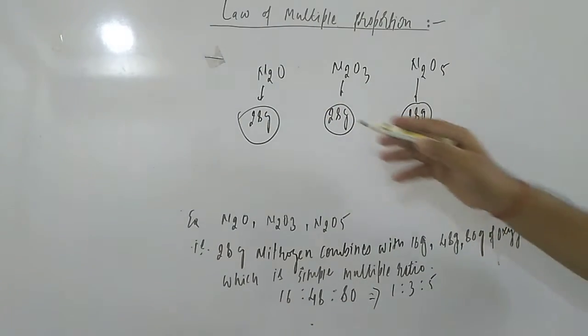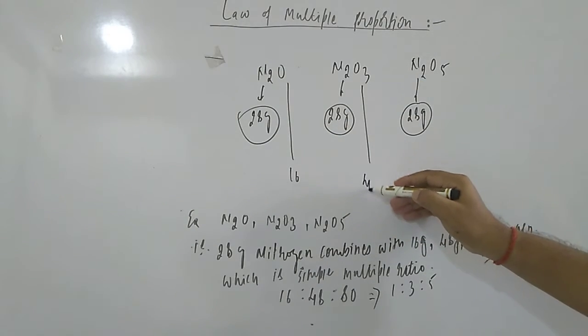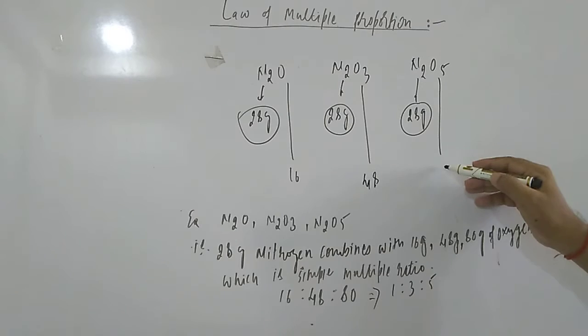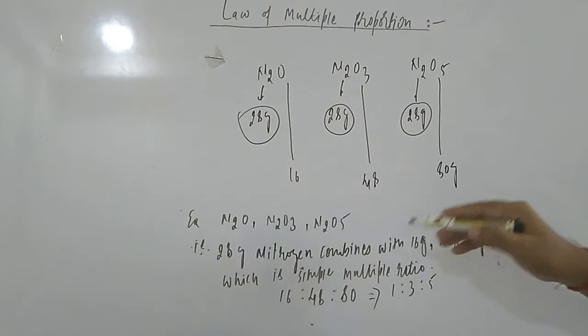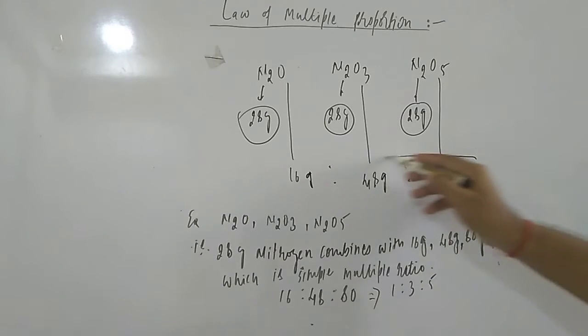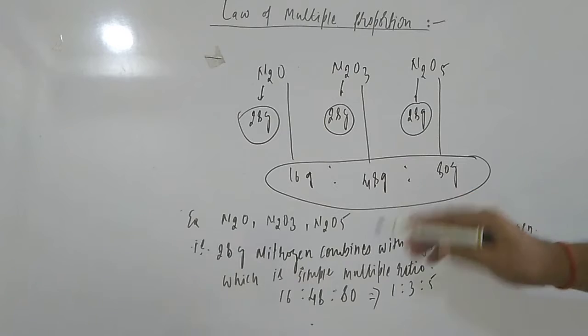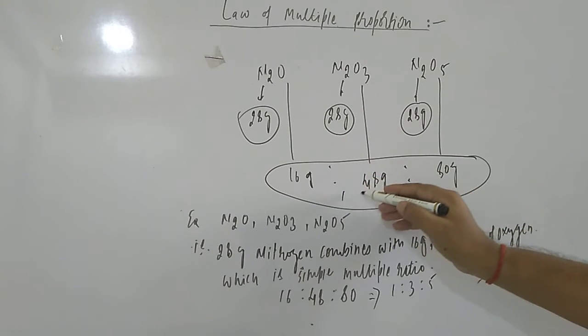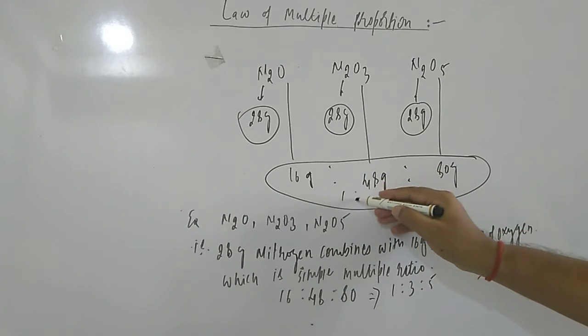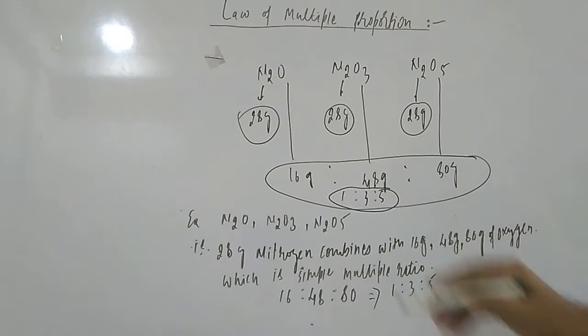What about the mass of the other element? If you talk about oxygen, here it is 16. Here how much? 48 gram. And here how much? That is 80 gram. So the ratio is 16, 48, 80. These are all simple whole number ratios. How are they simple whole number ratios? 16 to 16, 16 to 48, 16 to 80, that is 1 ratio 3 ratio 5. So 1, 3, 5 is a simple whole number ratio.